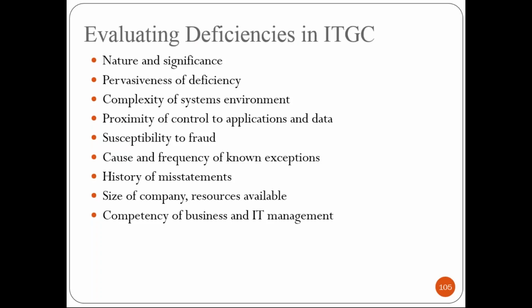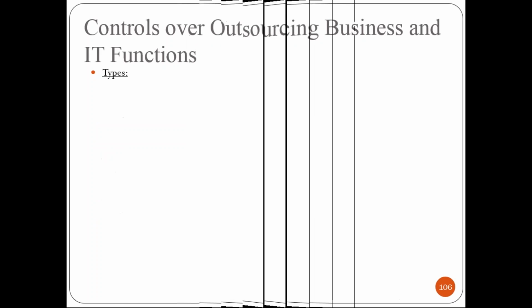You want to make sure of the proximity of the control to the applications and the data. It's one thing to have a general control failure that's somewhat contained. It's another thing to have one that could potentially impact not just that data center, but other data centers. Again, you can read this on your own. This is how you evaluate some of these general control failures.